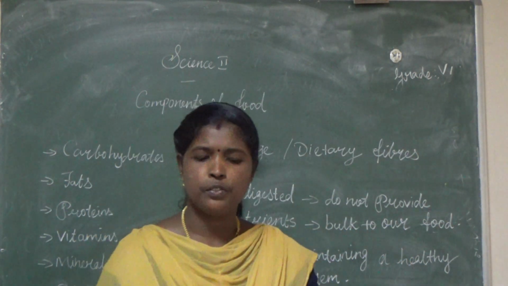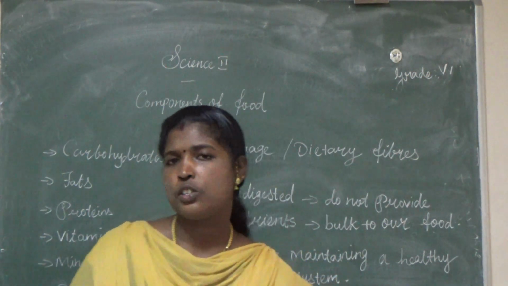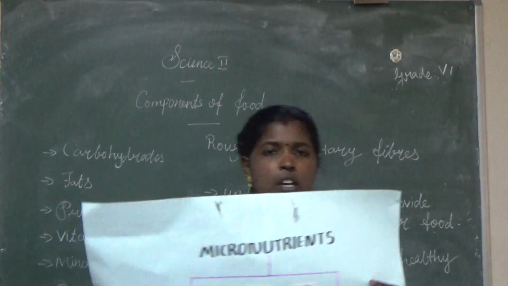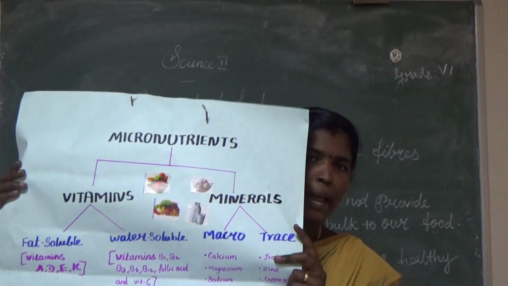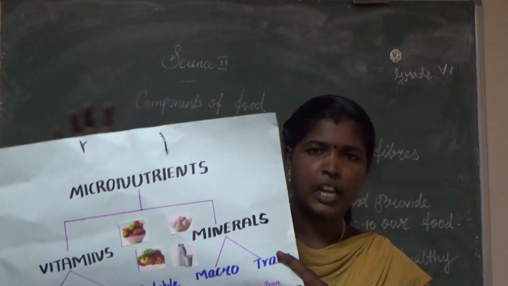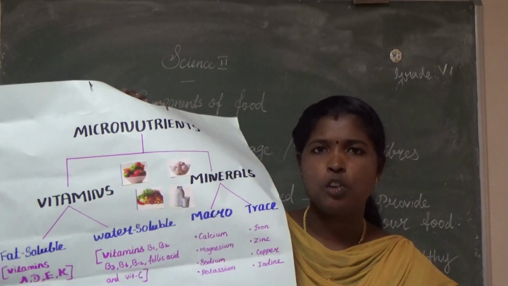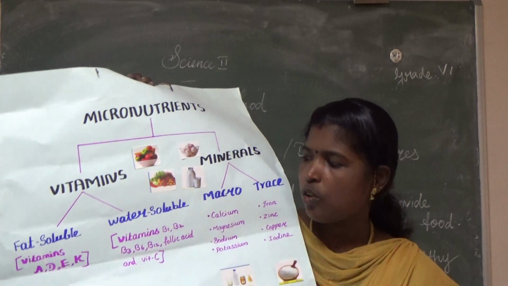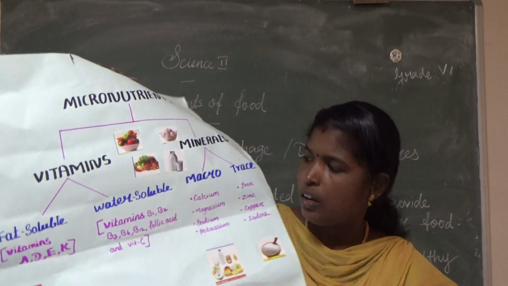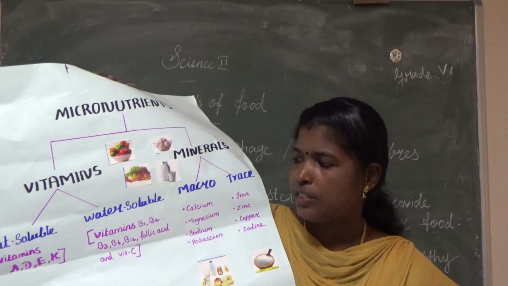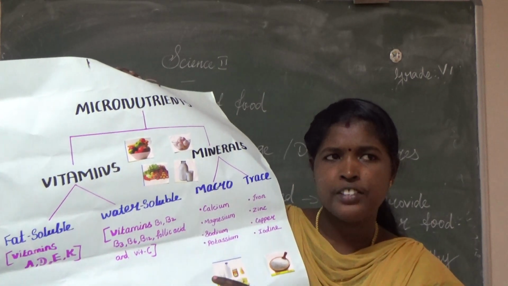Why do we need vitamins? Vitamins are needed for proper growth and functioning of our body. What are the types of vitamins we discussed in the last class? Fat soluble and water soluble vitamins. What are the examples of fat soluble vitamins? Vitamin A, D, E and K.